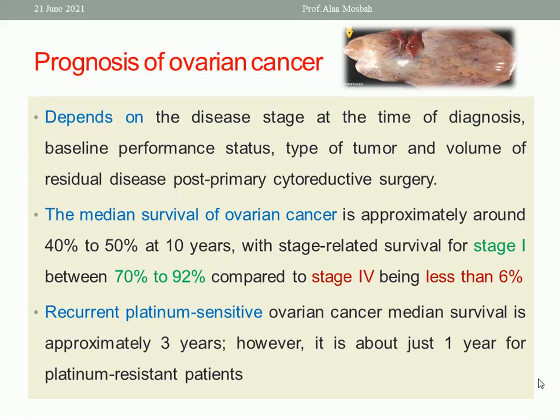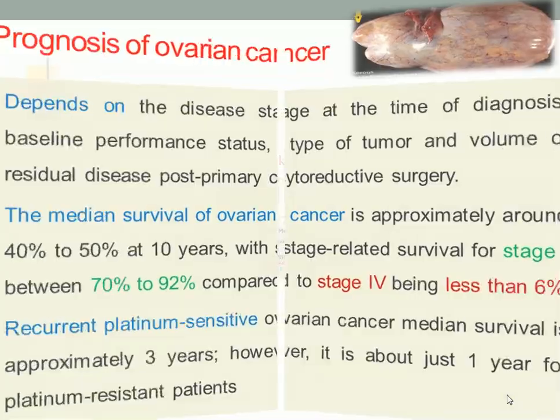The median survival of ovarian cancer is approximately around 40 to 50% at 10 years. But if we look according to the stage, stage 1 is between 70 to 92% compared to stage 4, which is less than 6%. As regards recurrent platinum-sensitive ovarian cancer, median survival is approximately 3 years, while it is about 1 year for platinum-resistant patients. Lastly, thank you.